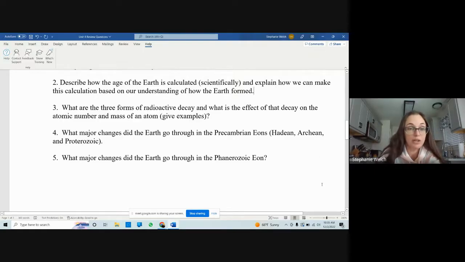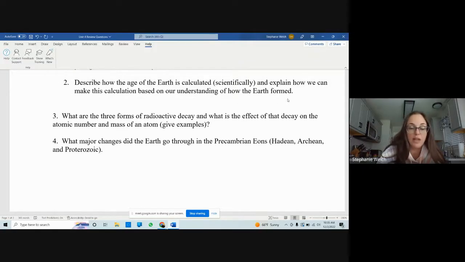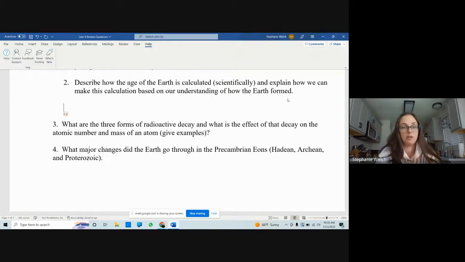So number 2 on here, describe how the age of the Earth is calculated. They're in here scientifically because I've had a lot of non-scientific answers to this question, but we're grounded in science here, and explain how we can make this calculation based on our understanding of how the Earth was formed. First, any scientific calculation of the age of Earth or Earth materials comes from our understanding of radioactivity and radiometric decay.